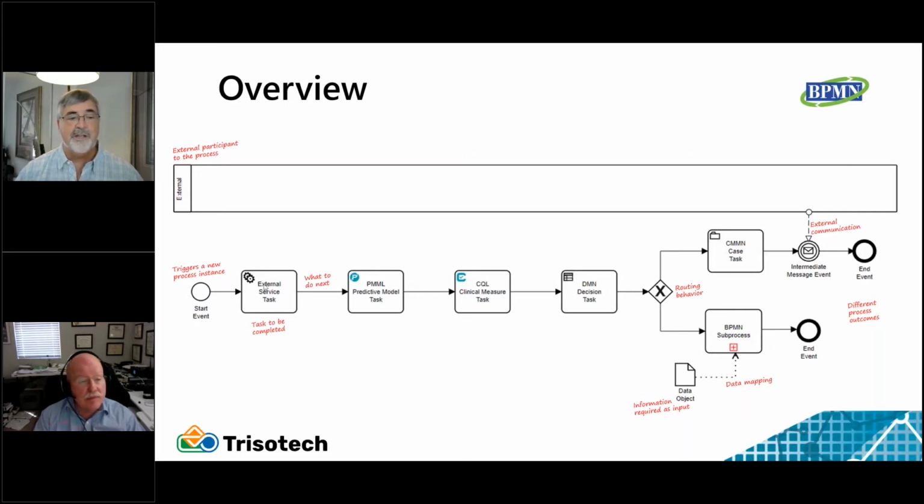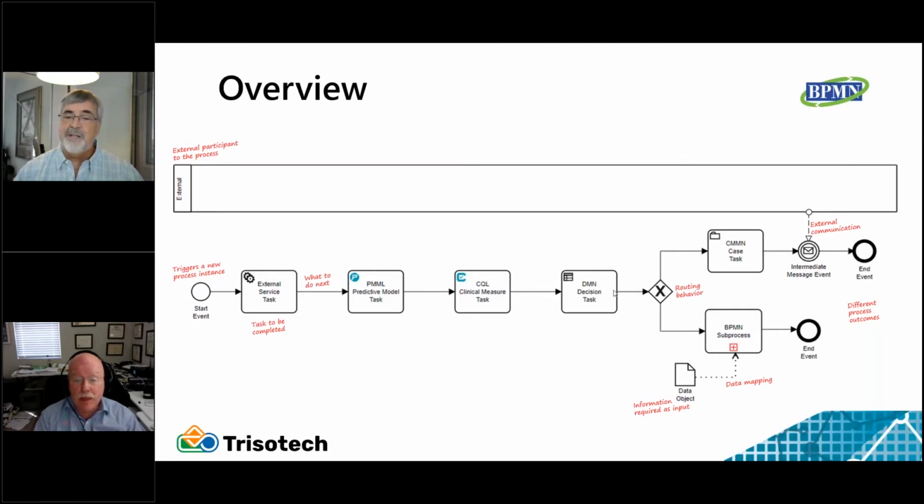So when this starts, we do a first activity that is a service activity. So we have markers that indicate the kind of activity. When this activity is completed, we move to another activity. Here we're doing a PMML predictive model. So this is some machine learning model that's doing some prediction. Then we're moving into another activity. Here is a CQL, which is the clinical quality language from HL7. So we're doing a medical measure here.